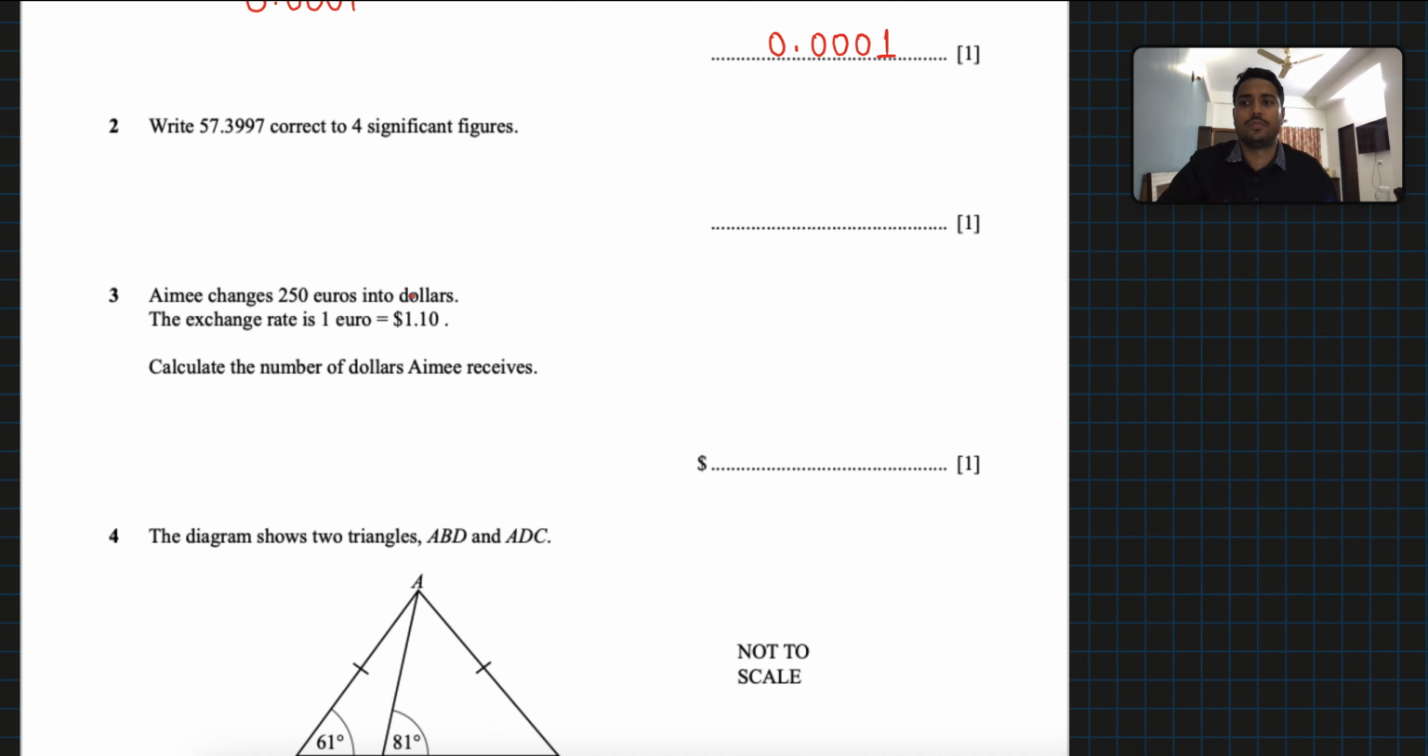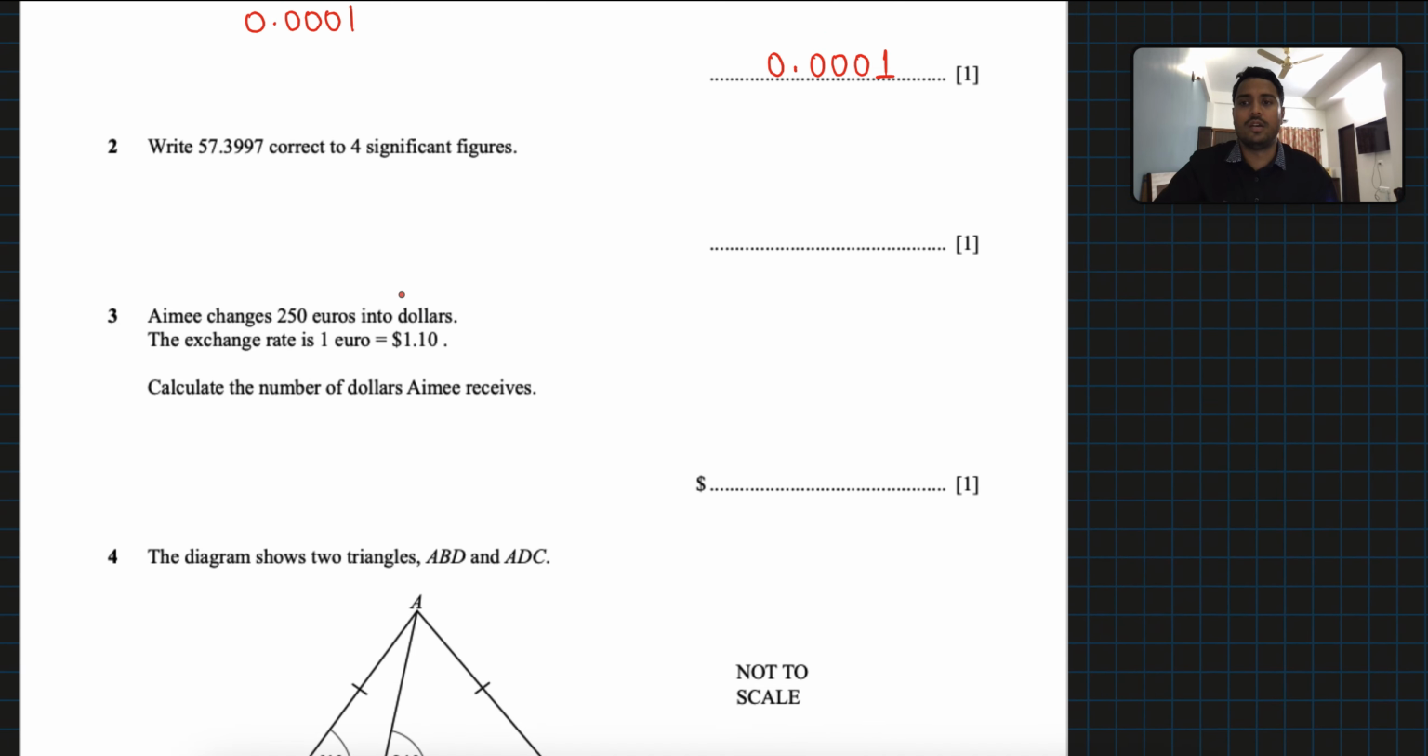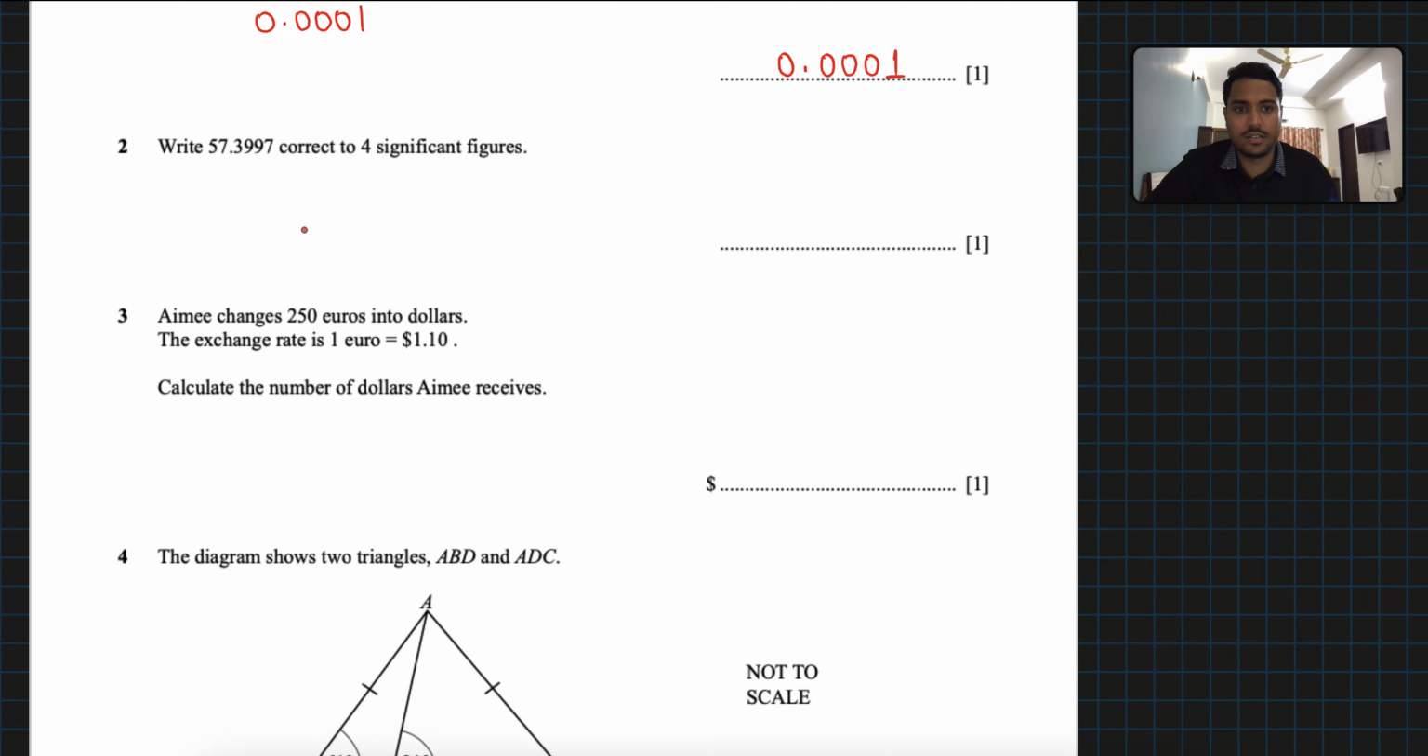Question number 2 says write 57.3997 correct to 4 significant figures. So we have to check till 4 significant figures: 1, 2, 3, 4. The fourth significant figure is 9, and next to it we have 9, so we have to round it off. The answer is going to be 57 point, it is 39, so it is going to be 40. So 57.40.